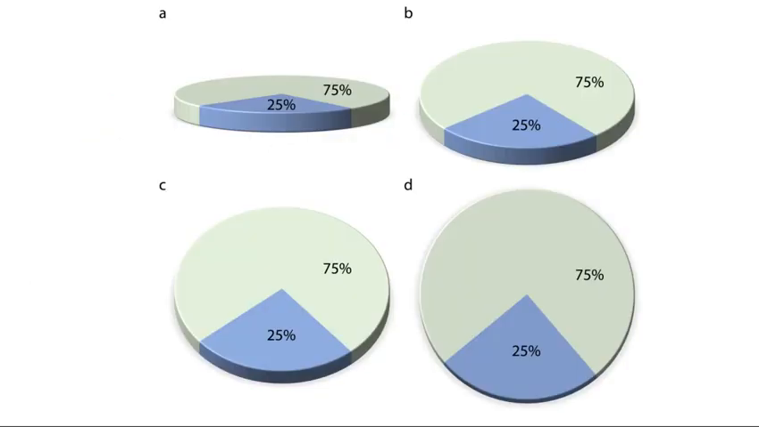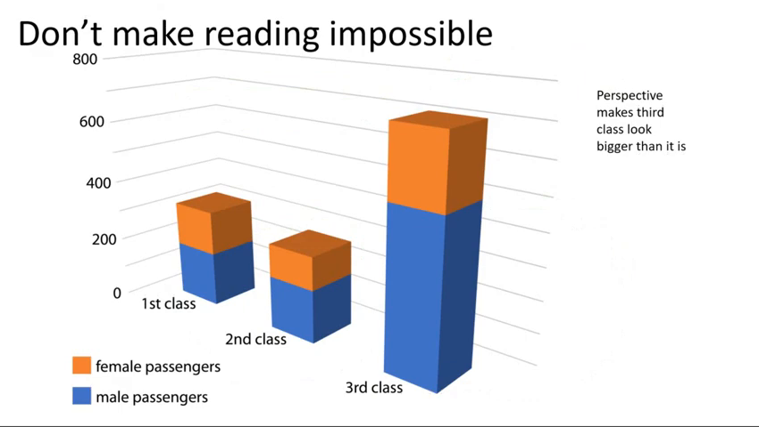Okay, here too. All three of these pie charts are saying that the blue slice is 25% of the area, but only D in the lower right actually has 25% of the circle's pixels that are blue. I'm just saying the same thing twice. Okay, don't make reading your charts impossible. It's not worth it to make a little flashy 3D chart.